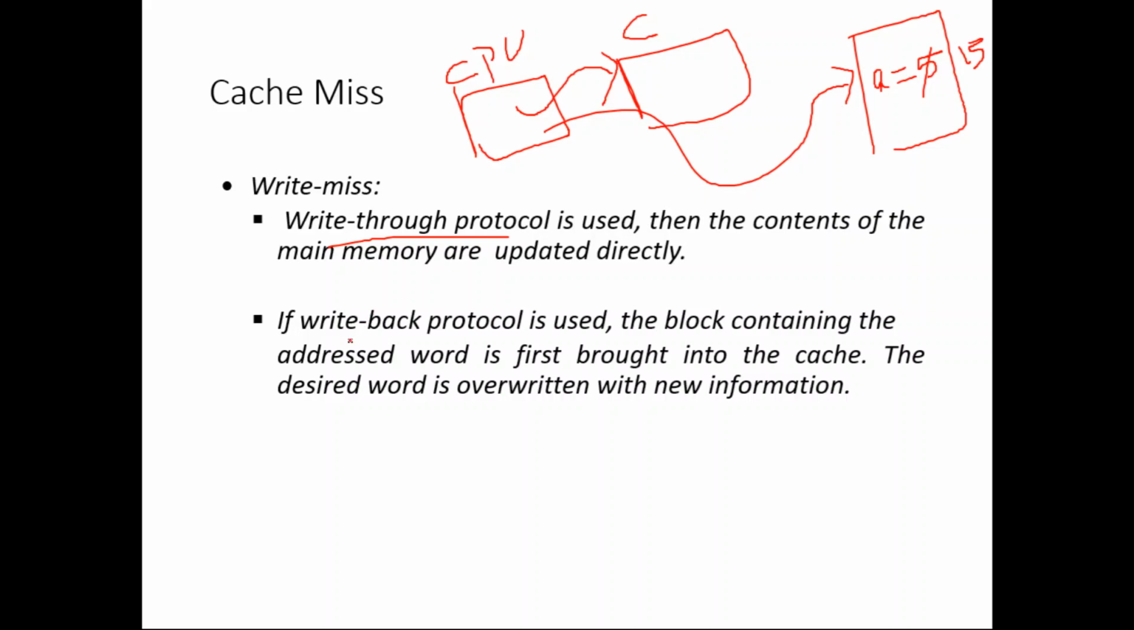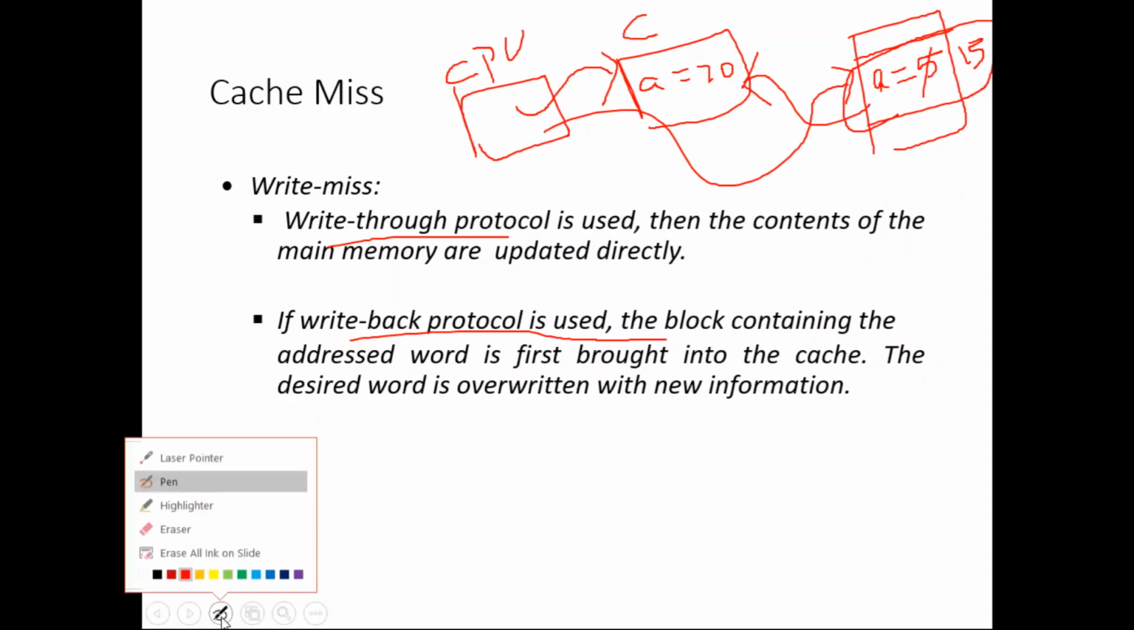Whereas the write back protocol says, now also there is a cache miss. The CPU wants to update a from 15 to 20, but a is not in the cache. So the write back protocol says the entire block containing that content a should be moved to the cache memory. First move that block to the cache, then overwrite that word a, previously 15, now make it 20. This concept is called the write back protocol, in case of a write miss.